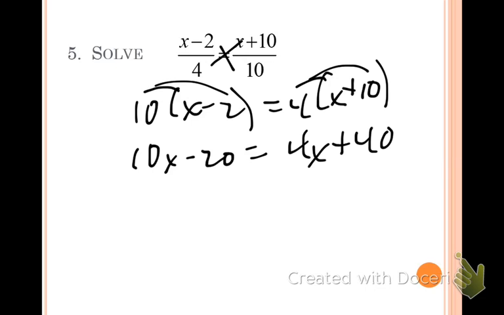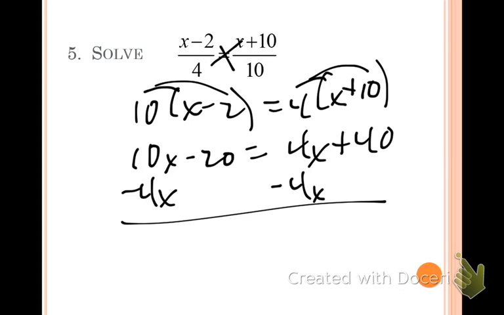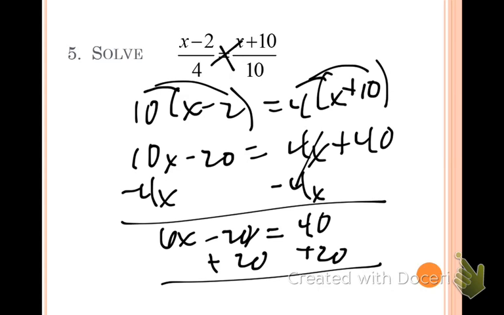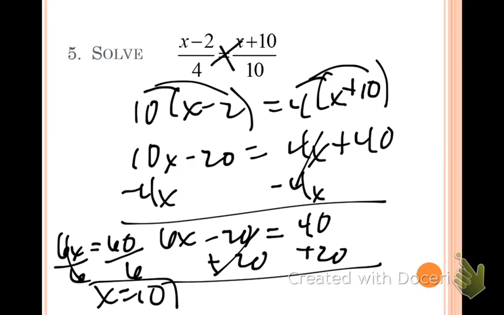Okay, and then you're in your solving mode. Collect your x's, or zero out one of the x's. Zero out the 4x by subtracting 4x from it. Okay, then we're going to add 20, because now we're trying to isolate that variable. Then divide by 6. And so x is 10.